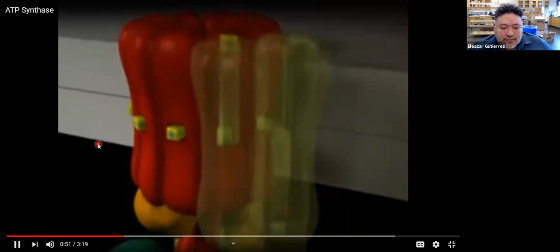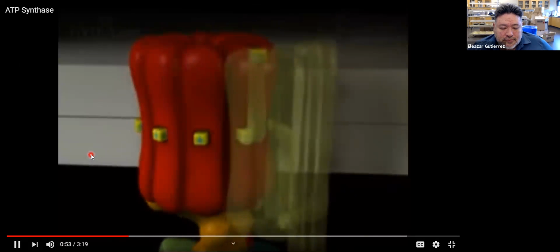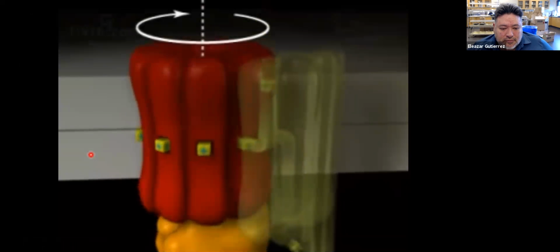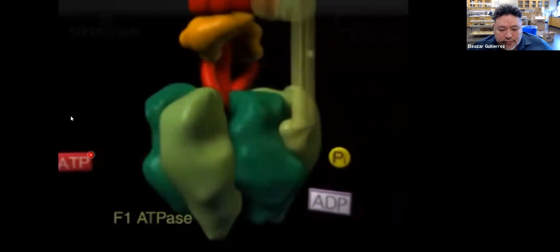In this way, the energy stored in the proton gradient is converted into mechanical rotational energy. The rotational energy is transmitted via a shaft attached to the rotor that penetrates deep into the center of the characteristic lollipop head, the F1 ATPase, which catalyzes the formation of ATP.